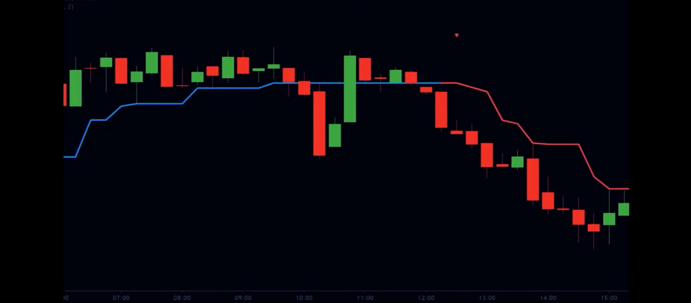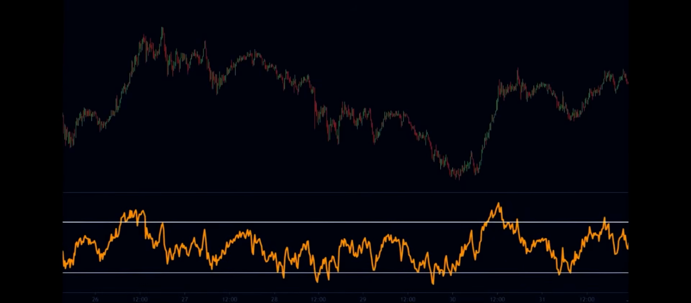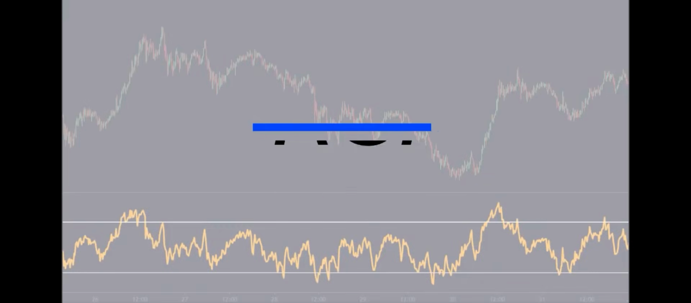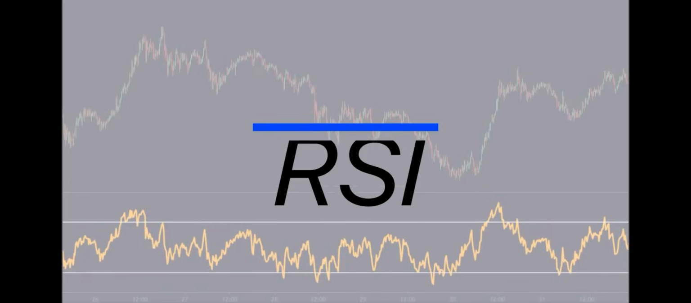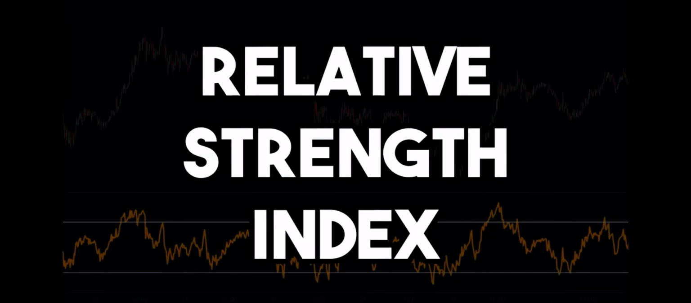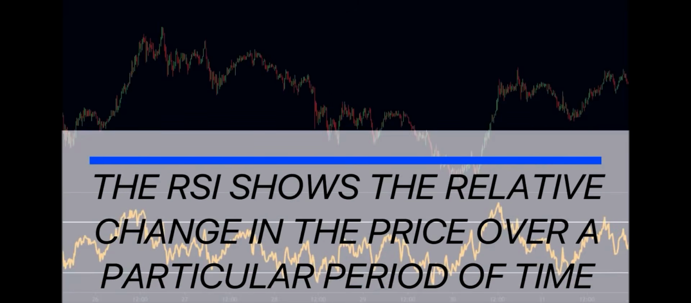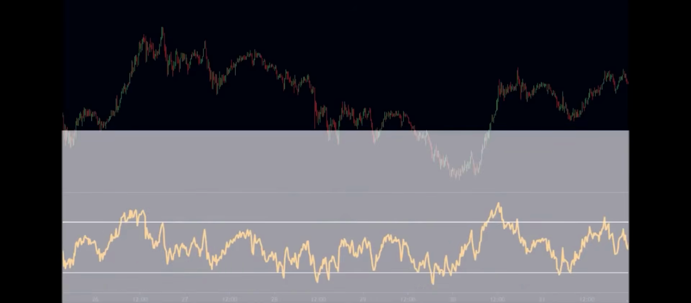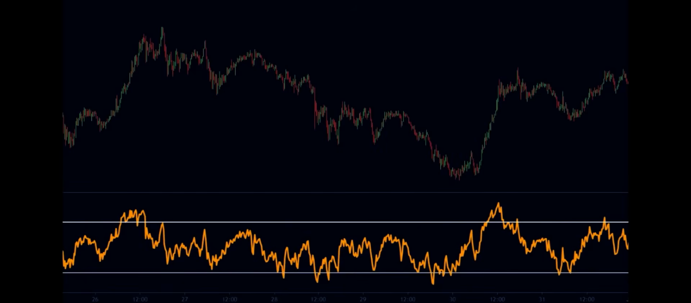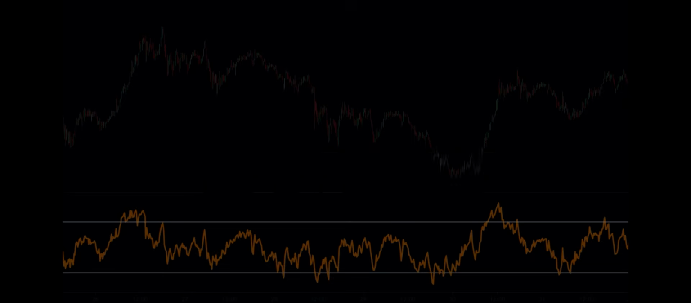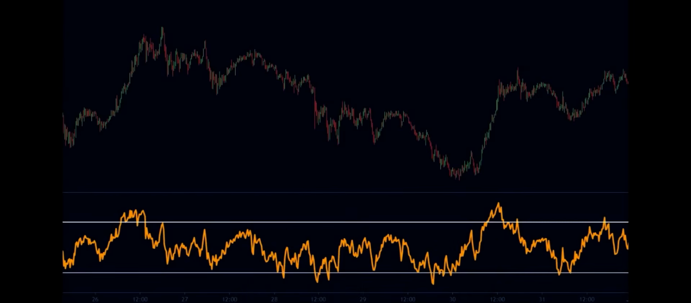Now let us talk about the second indicator that we will use in this strategy. That is the RSI indicator. The RSI stands for Relative Strength Index. As the name suggests, the RSI indicator shows the relative change in price over a particular period of time. The default settings for the RSI are set to 14 periods. Therefore, the RSI shows the relative change in the price over the last 14 candles.